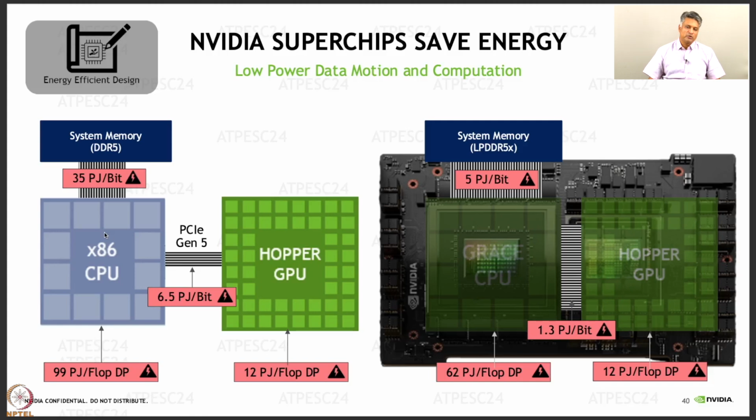So clearly, today's applications involve a lot of data transfer between the CPU, the GPU, and the memory. So if you have a unified chip like this, you can see the 7x reduction of data transfer between the system memory and the CPU, and the 5x reduction of data transfer between the CPU and GPU is going to give us enormous benefit in saving energy.